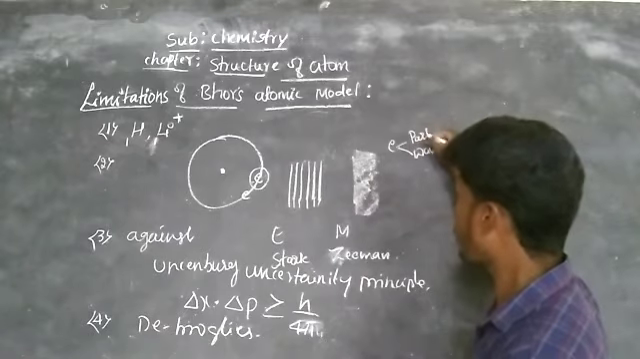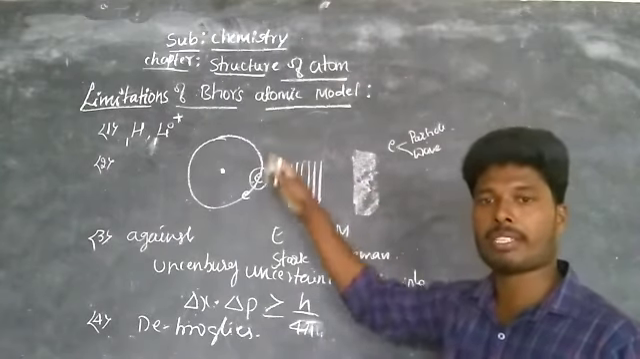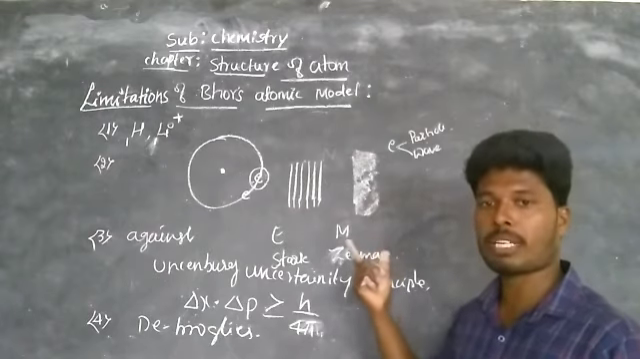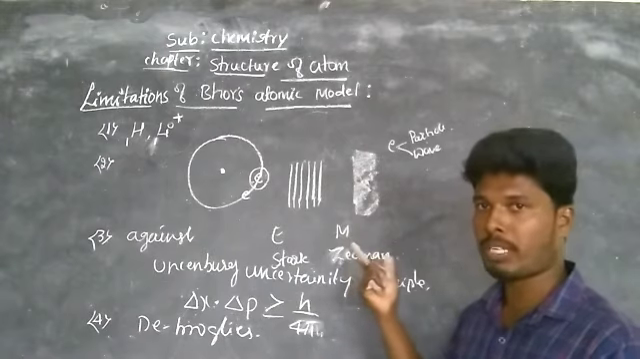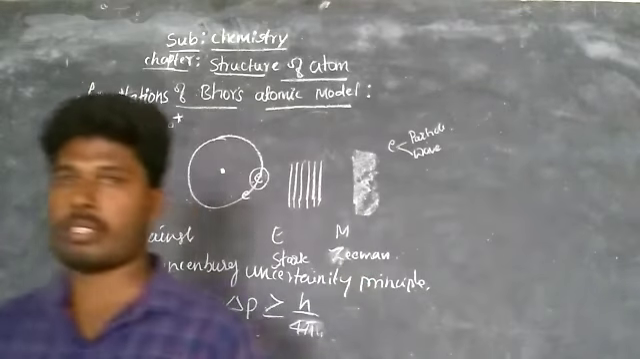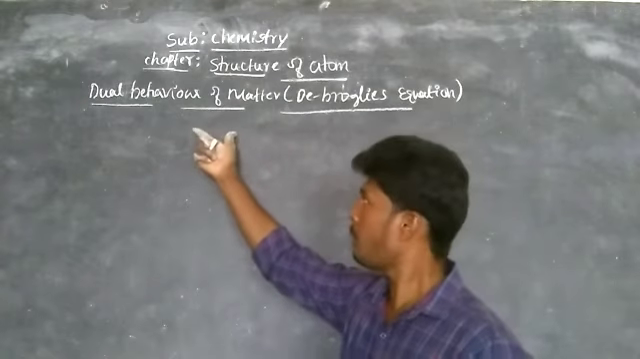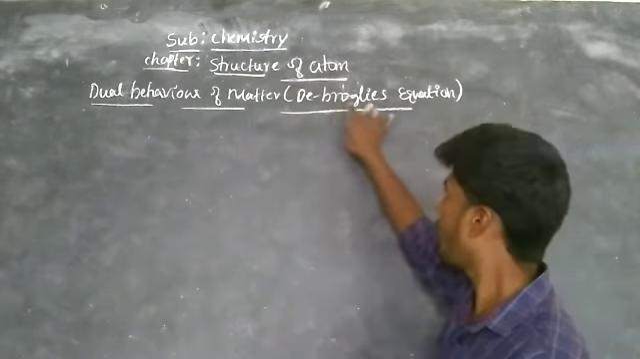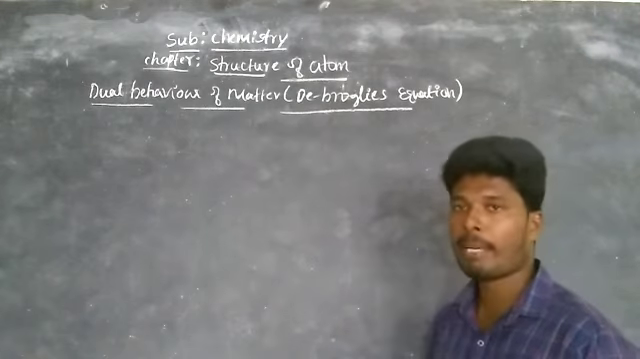So this is the demerit, the limitation of the Bohr atomic model. These are some demerits or limitations of the Bohr atomic model. So after knowing the limitations and postulates of the Bohr atomic model, the next concept is dual behavior of matter, or the de Broglie equation. Very important.